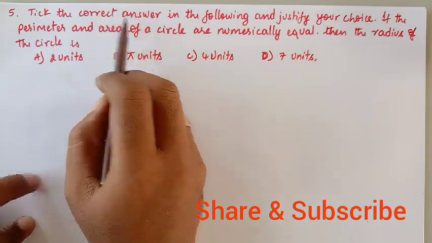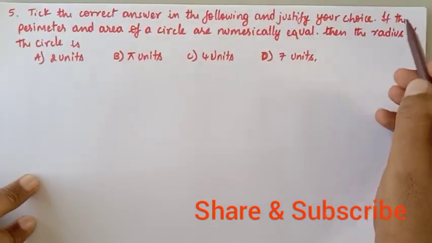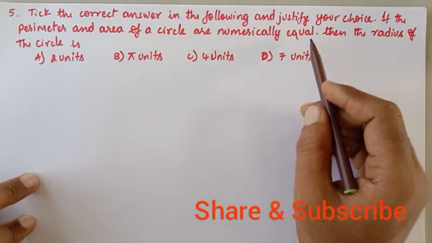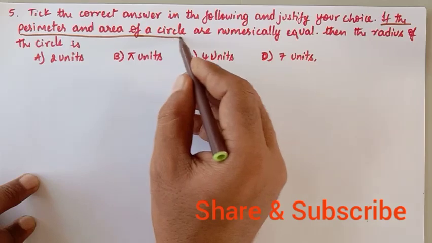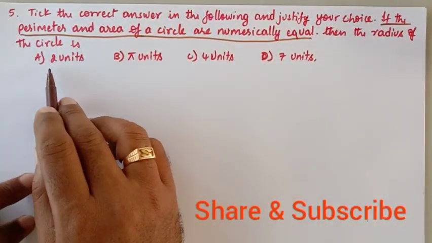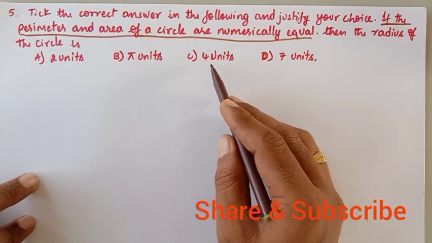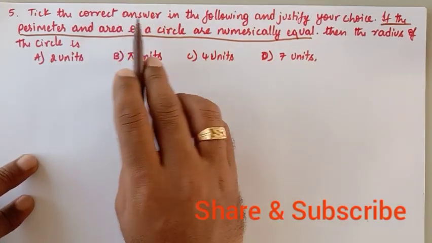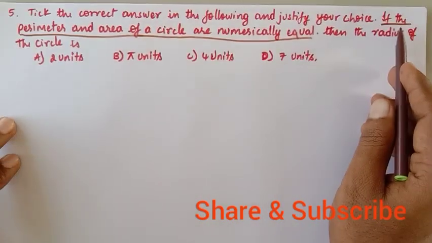Tick the correct answer in the following and justify your choice. If the perimeter and area of a circle are numerically equal, then the radius of the circle is: option A, 2 units, option B, 5 units, option C, 4 units, option D, 7 units. Tick the correct answer. I will not be ticking the correct answer right now. First, I will find what is the correct answer.